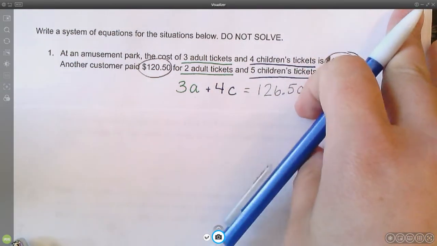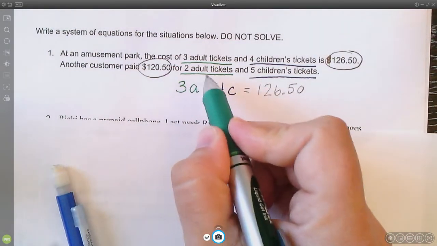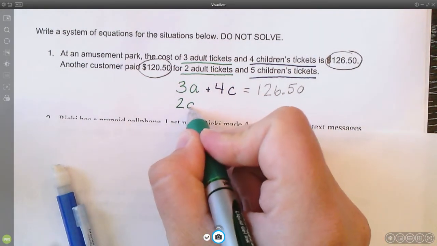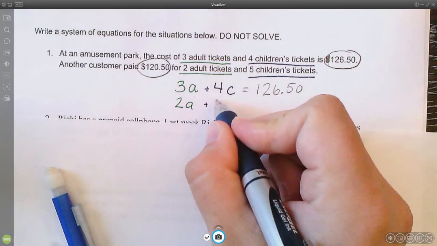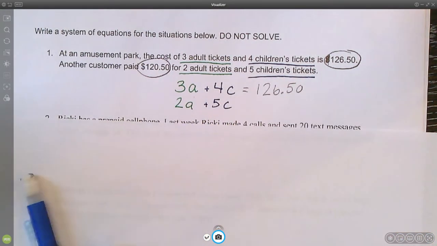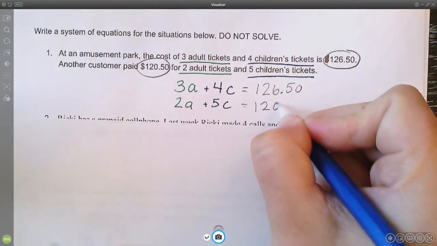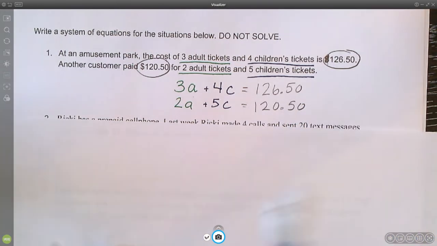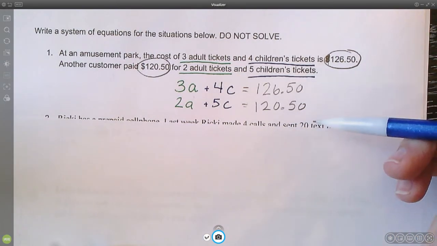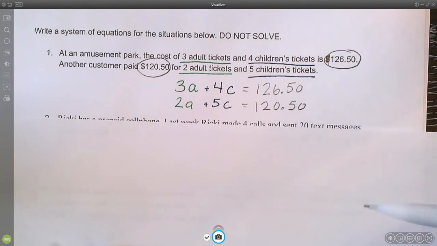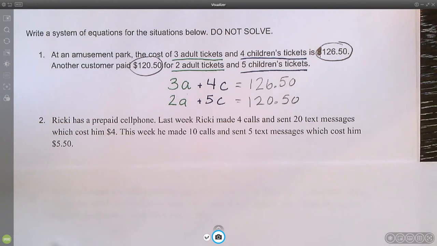Okay, so let's go ahead and write the second one. The second one is 2 adults, so 2A, and then plus 5 children, so plus 5C equals 120.50. And that is our system of equations. So system, we have more than one equation, and we used all of the information that we were given. Okay, let's try another one.